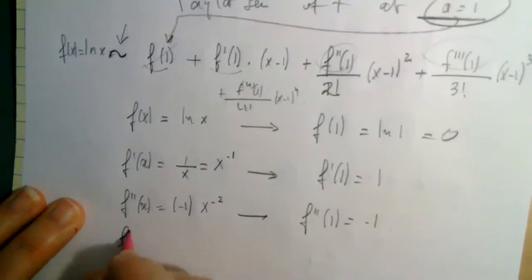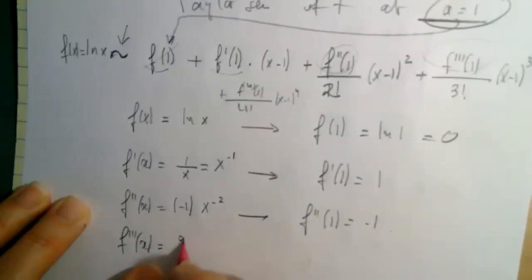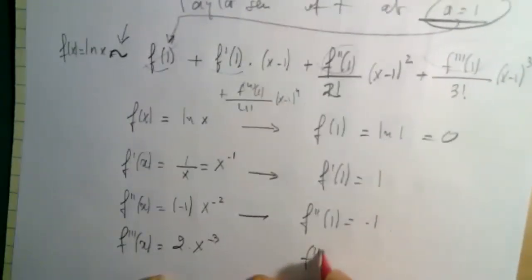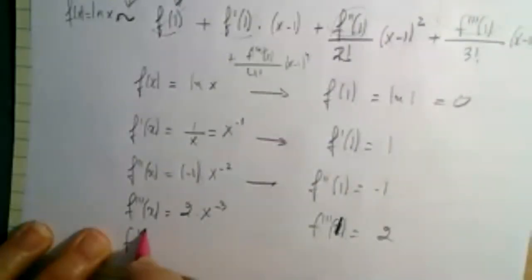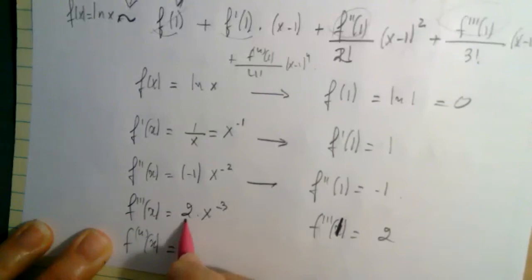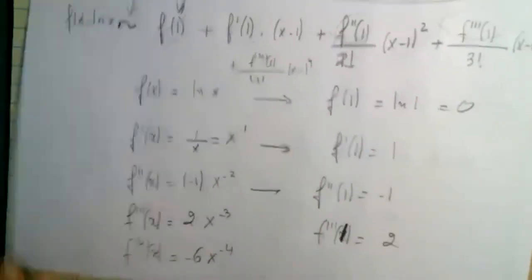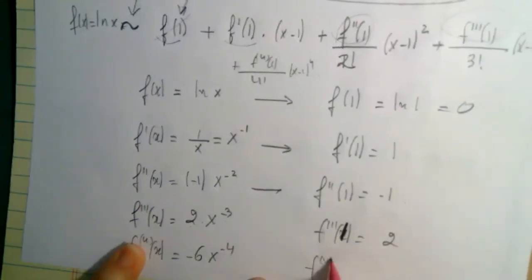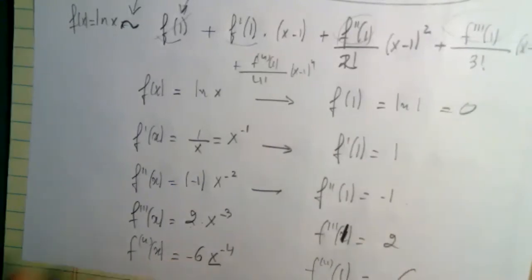Now I need my third derivative. As I repeat, it is tedious. It's 2 times minus 1 x to the minus 3. So my third derivative is going to be 2 at 1. At 1 is crucial. Finally, my fourth derivative, 2 times minus 3 x to the minus 4. So my fourth derivative at 1 is equal to minus 6.